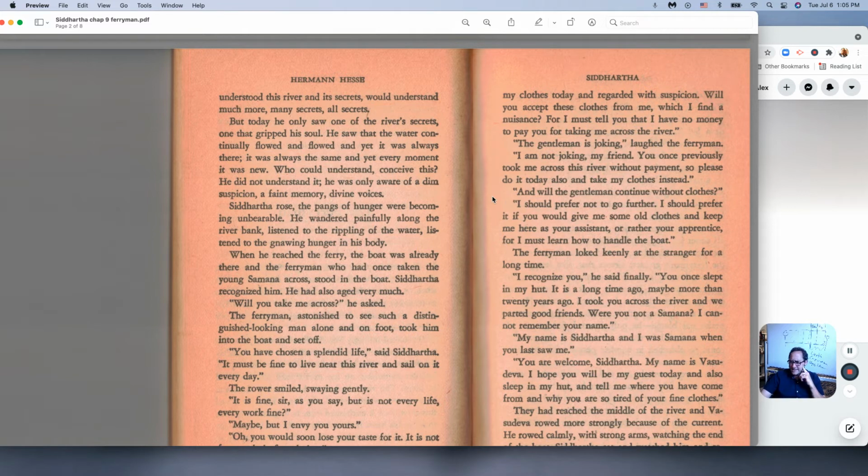The ferryman looked keenly at the stranger for a long time. "I recognize you," he said finally. "You once slept in my hut. It is a long time ago, maybe more than 20 years ago. I took you across the river and we parted as friends. Were you not the samana? I cannot remember your name." "My name is Siddhartha, and I was samana when you last saw me." "You are welcome, Siddhartha. My name is Vasudeva. I hope you will be my guest today and also sleep in my hut. And tell me where you have come from and why you are so tired of your fine clothes."